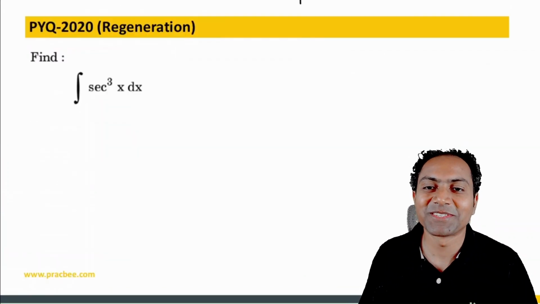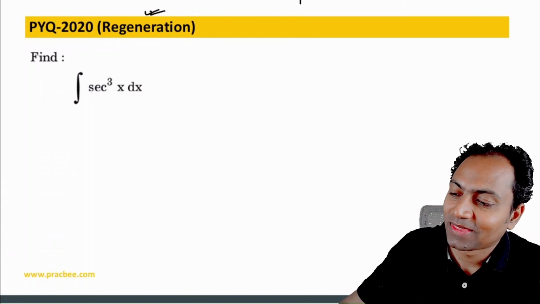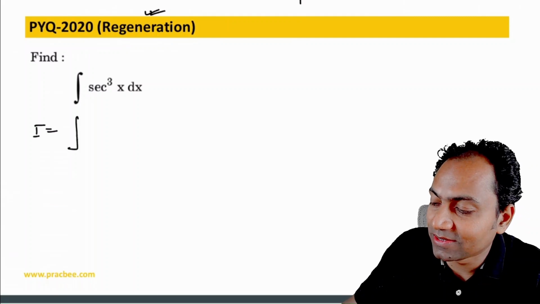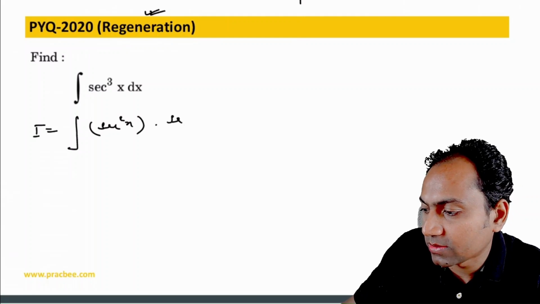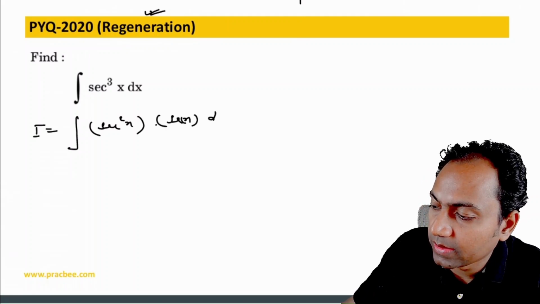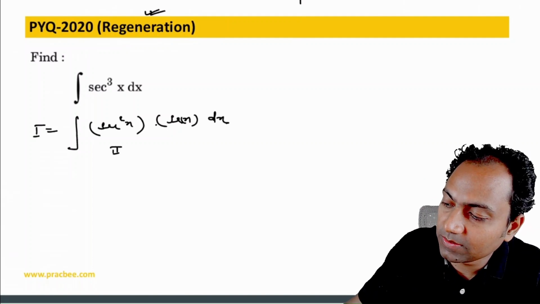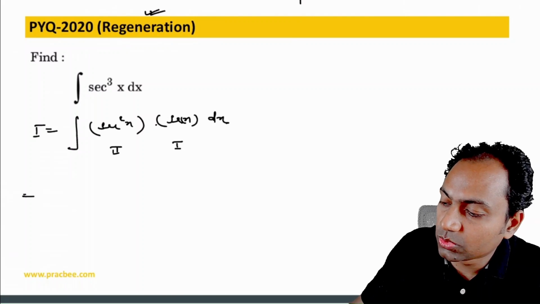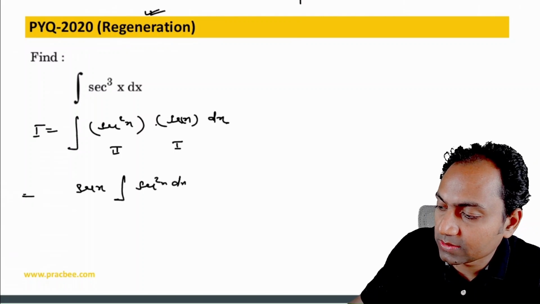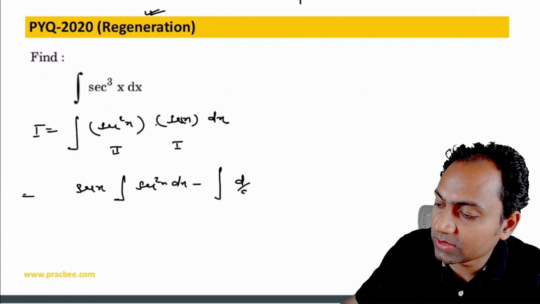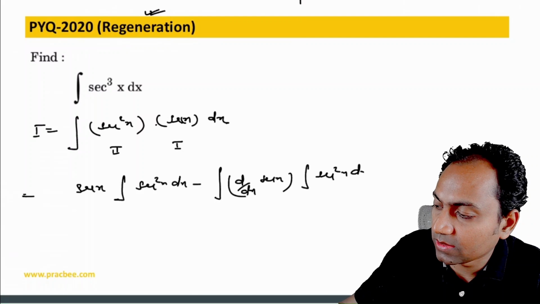Now this kind of question I call Deadpool, because Deadpool has a regenerative power in the comic series. So this is a kind of question that will regenerate itself. If you write it down, this is nothing but sec square x into sec x dx. So if I do it, this can be considered as second function and this can be considered as first function. And if I do so, then it becomes sec x integration of sec square x dx minus integration of differentiation of sec x into integration of sec square x dx.